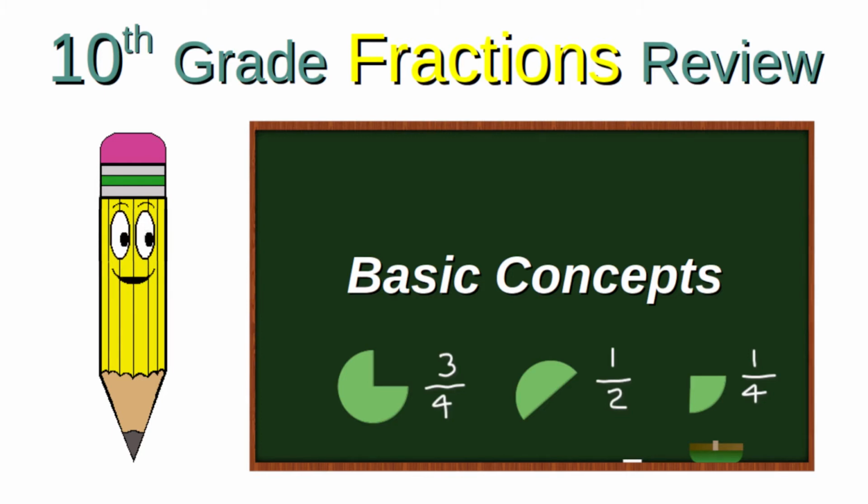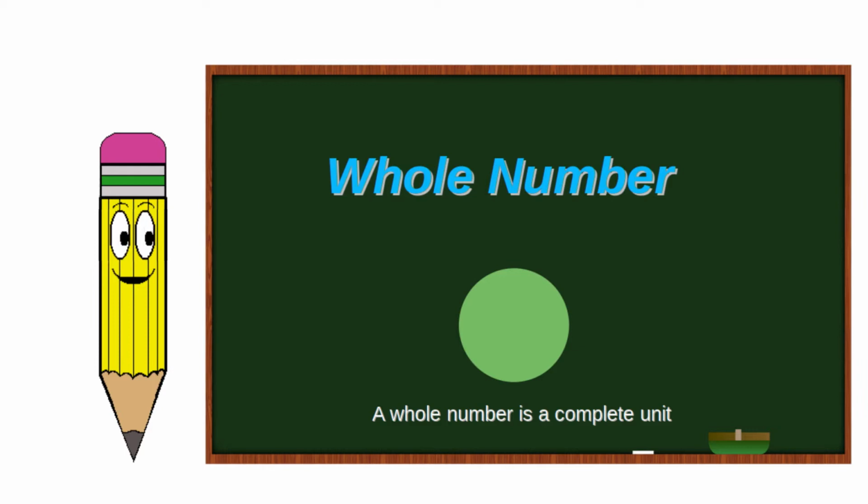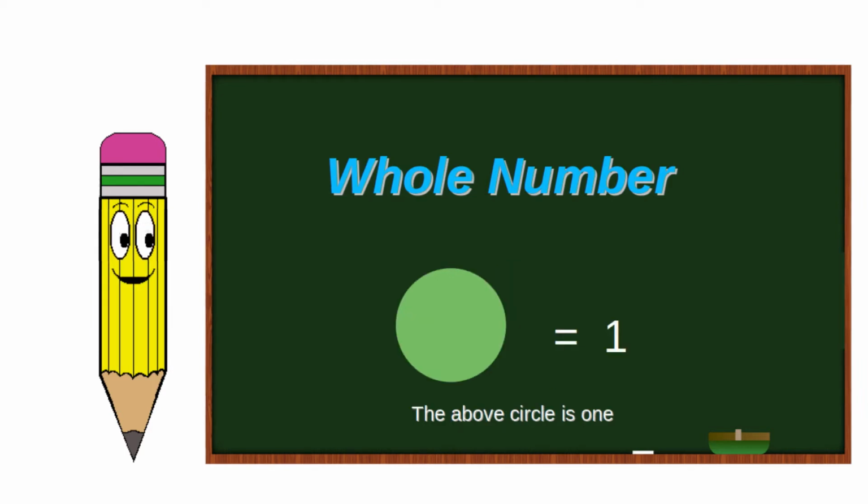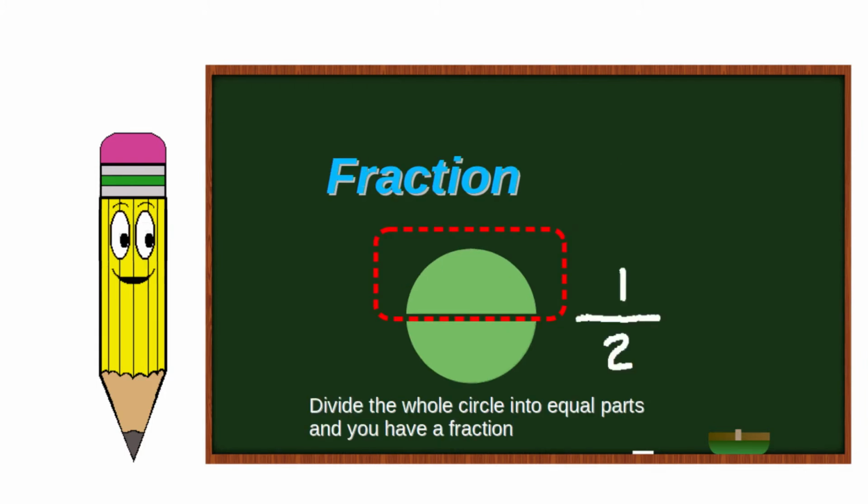Basic concepts. Whole number. A whole number is a complete unit. The above circle is 1. Divide the whole circle into equal parts and you have a fraction.